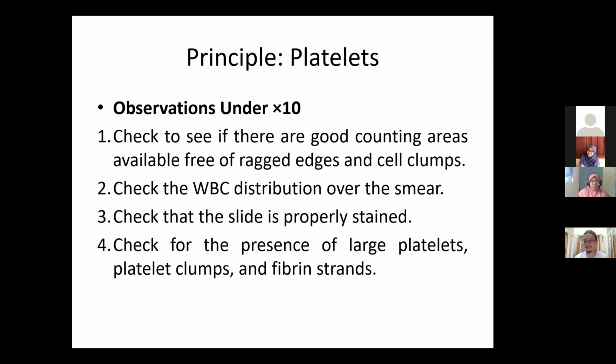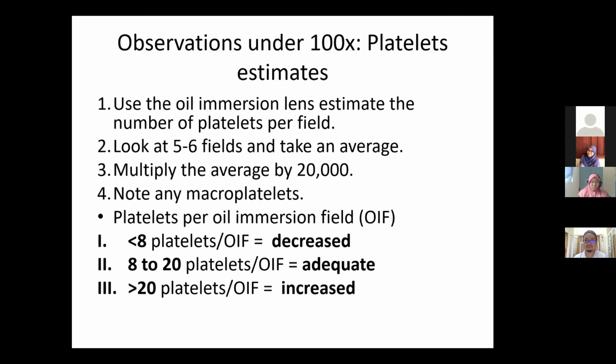Platelets are easy, everything is easy to see if we know what to look for. If we observe platelets under 100 times, we need to use the oil immersion lens. Choose 5 to 6 fields and then take an average, multiply by 20,000. Not any microplatelet. Microplatelet, big platelet, and sometimes you have to be careful. Sometimes it's not a big platelet, but a few platelets which have clumped together.